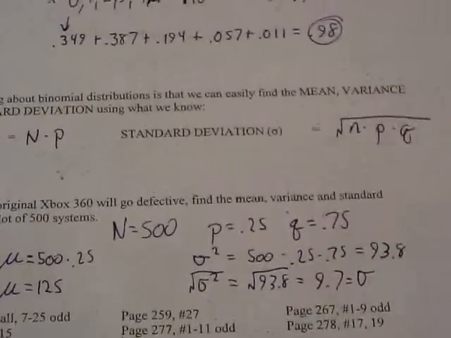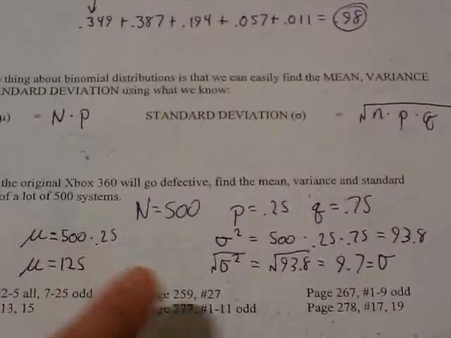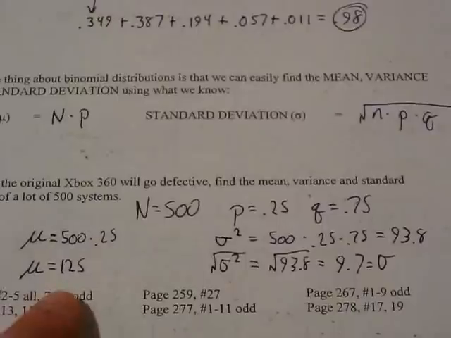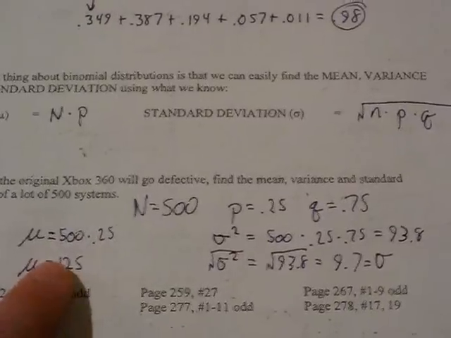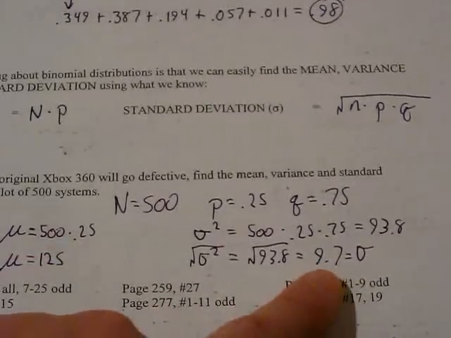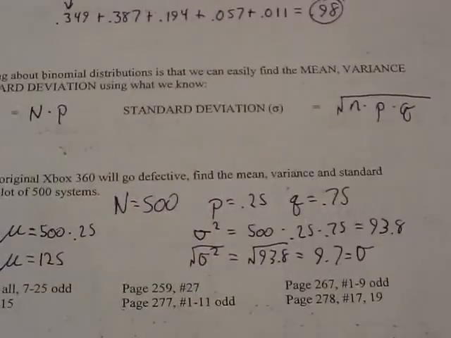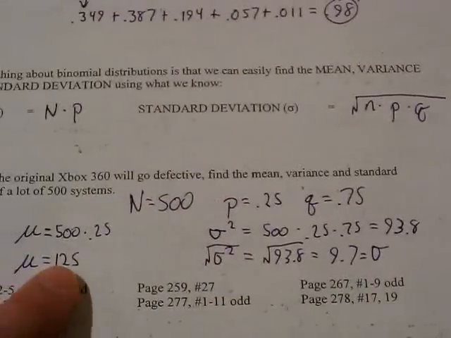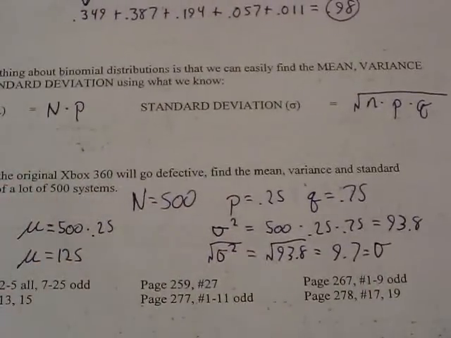So what that tells me is that if we have a fail rate of 25%, we're going to have 125 broken Xboxes out of 500, give or take 10. So 135 down to 115 if we're rounding to the nearest Xbox.